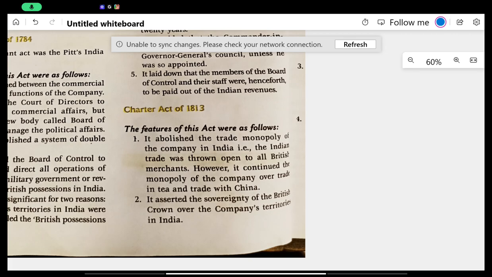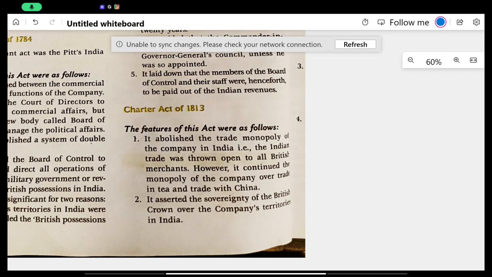Third point is it allowed the Christian missionaries to come to India to enlighten the people of India. Up until now no Christian missionaries, which means members of the church, could come to India to propagate their religion. But from now on it said that you can go to India and propagate your religion, tell people about your religion, spread it, go there.